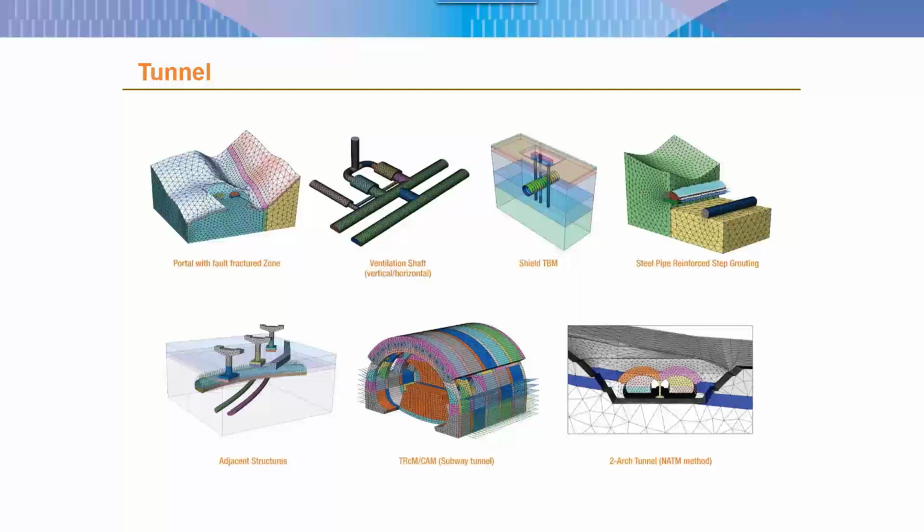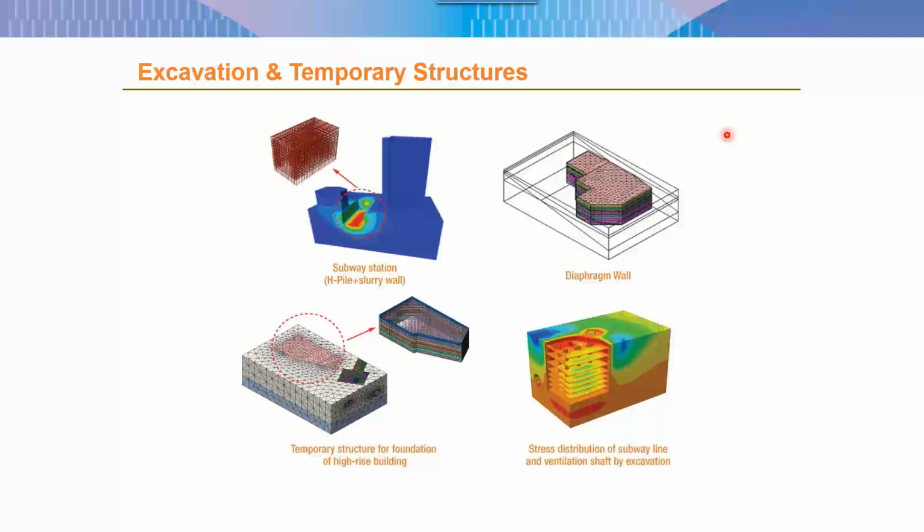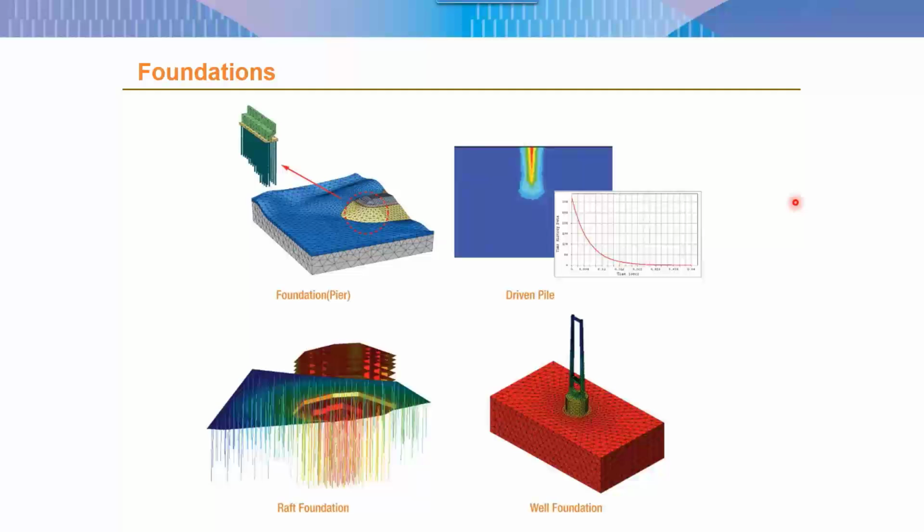So next is excavation and temporary structures. It's just something we are going to cover today. So you can go for either a diaphragm wall or a contiguous bored pile wall or a sheet pile wall, or you can check for the impact assessment for your existing infrastructure due to the construction of your, let's say, subway system or a basement for high-rise tower. Then for foundation, you can go for a simple raft footing or a pile raft foundation or a well foundation.